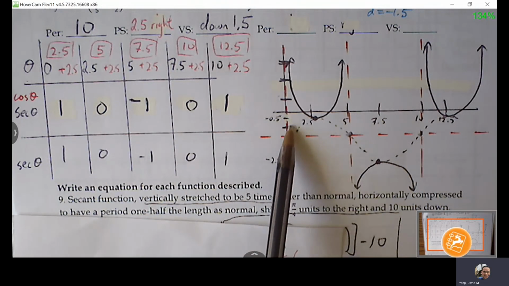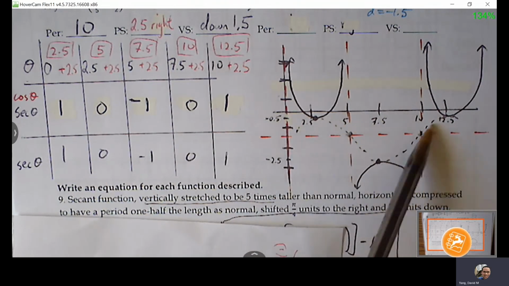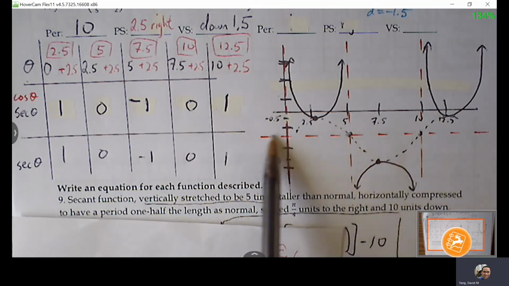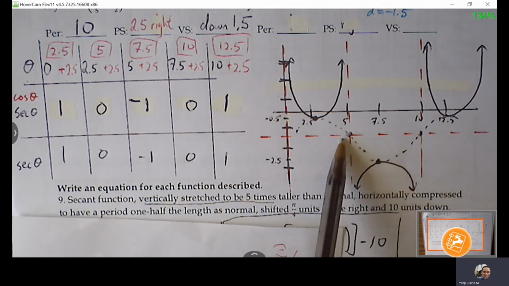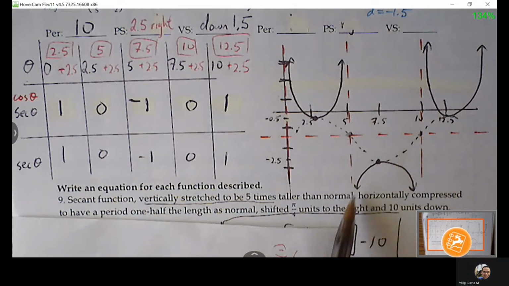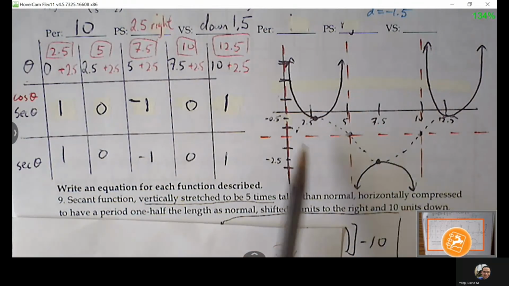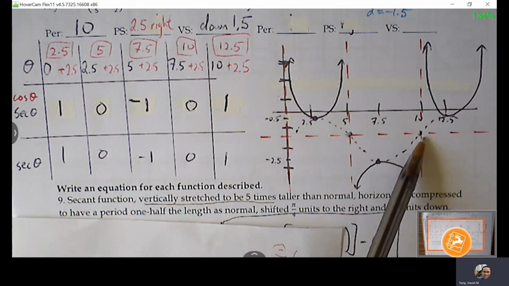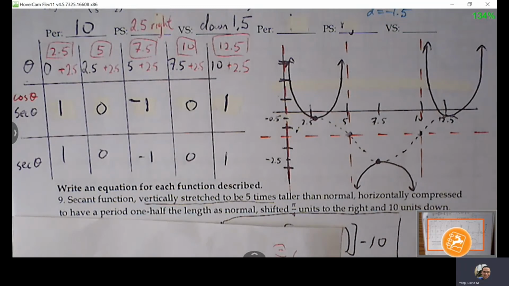So look at where the dotted line touches the d value. That's going to be where you're going to be dropping your vertical asymptotes at 5 and at 10. Once you have all your dotted lines in place, your d value, your vertical asymptotes, your cosine graph, then your final thing is to put in those parabolas, which is really the picture of your secant graph.